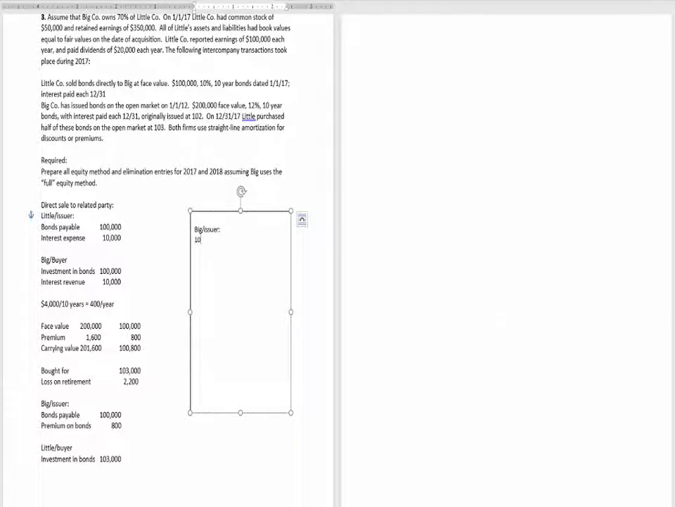They're going to have their coupon interest of $10,000. The $800 premium on the related party bonds is going to be amortized for the remaining 4 years. So there's $200 of premium amortization per year, and amortizing a premium reduces your interest expense or interest revenue. So they're going to have interest expense each year of $9,800.